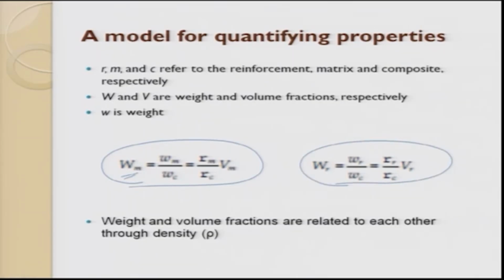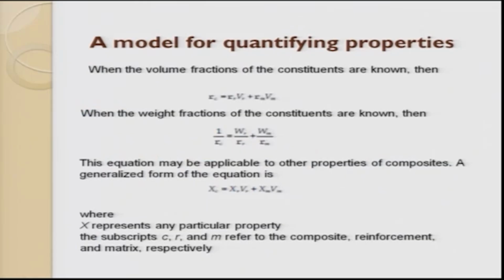If you want to find out the weight fraction of the reinforcement, we divide the weight of the reinforcement by the weight of the composite, which is equal to the reinforcement divided by the reinforcement of the composite multiplied by the volume fraction. So I have given here that weight fraction and volume fraction are related to each other through density. When the volume fractions of the constituents are known, the same equation can be written as R suffix C equal to R suffix F, that is fiber, multiplied by the volume of the fiber, plus R suffix M, matrix, multiplied by the volume of the matrix.